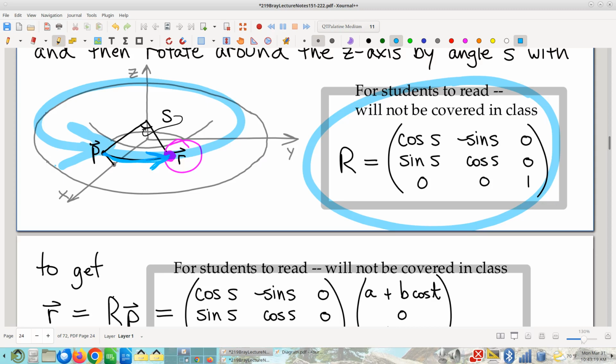Y'all have all taken linear algebra, and I've talked about this a million times: rotations are linear transformations. Linear transformations are matrices. Matrices are understood by their columns, and the columns are the images of the standard basis vectors. So you just have to think through, in this kind of rotation where I rotate counterclockwise, as seen from above, around the z-axis by an angle s, what happens to the standard basis vectors? That gives you the columns. That gives you the matrix. So make sure you can do that.